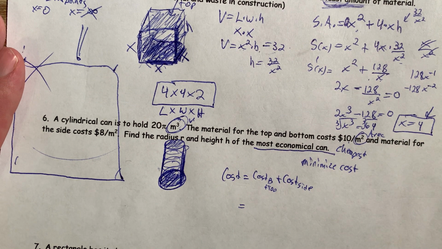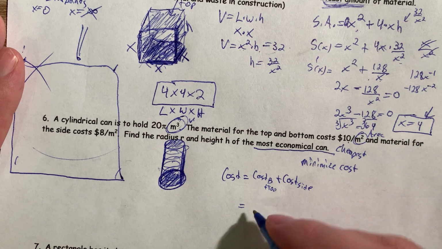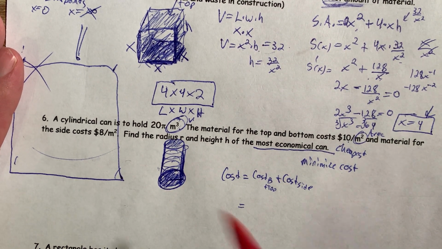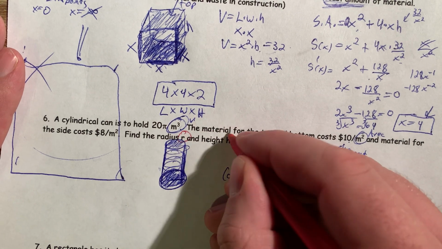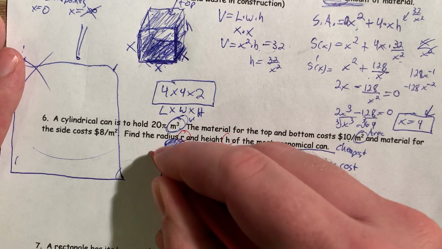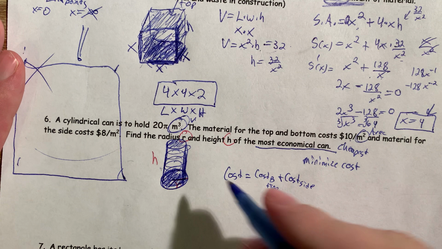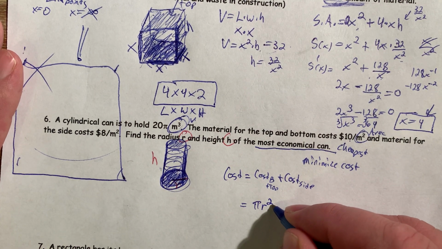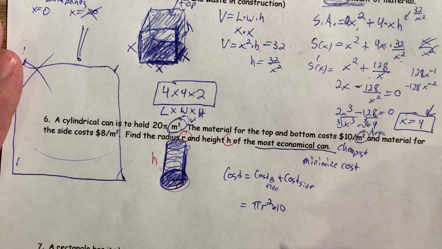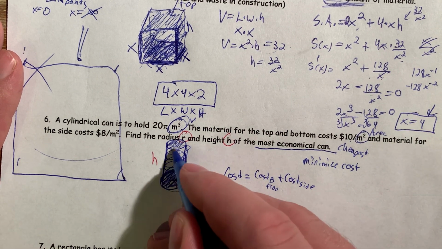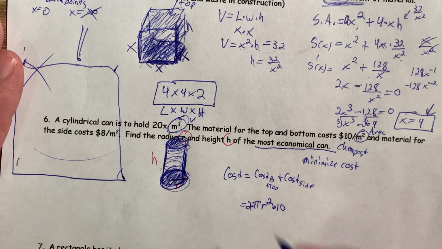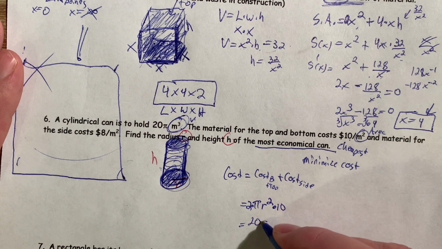And how do we find the area of the bottom? Well, the area of a circle, it already told us we have R and H here. So this is R, this is H. The area of the bottom is pi R squared. And that's going to get multiplied by 10, right? And there's also a top here, and it's also pi R squared. So it's going to be 2 times pi R squared times 10, so 20 pi R squared.